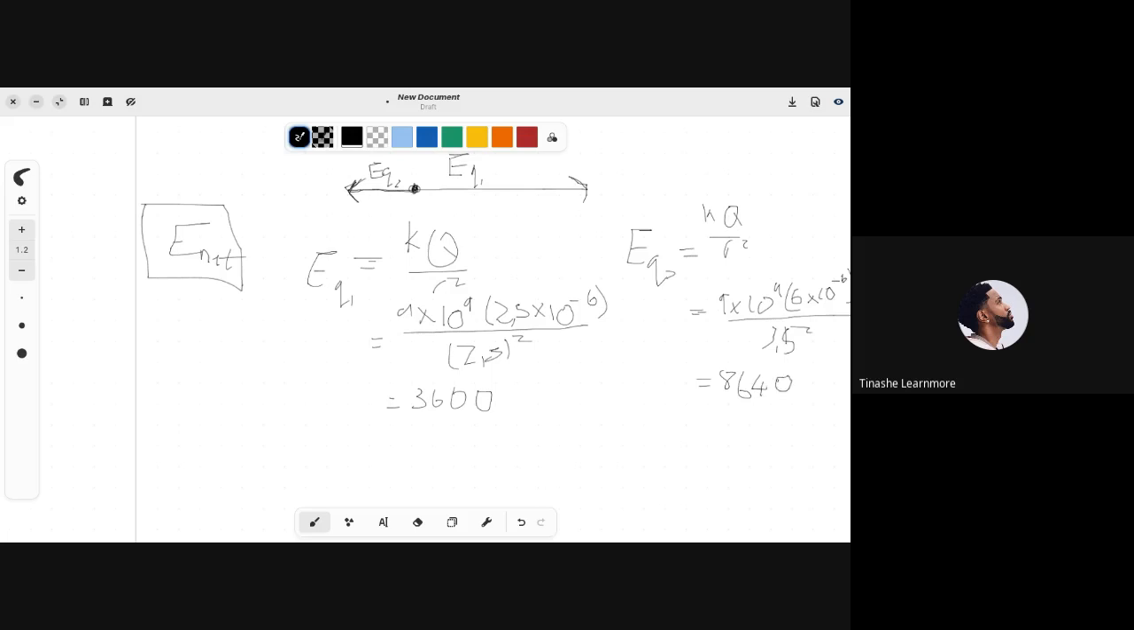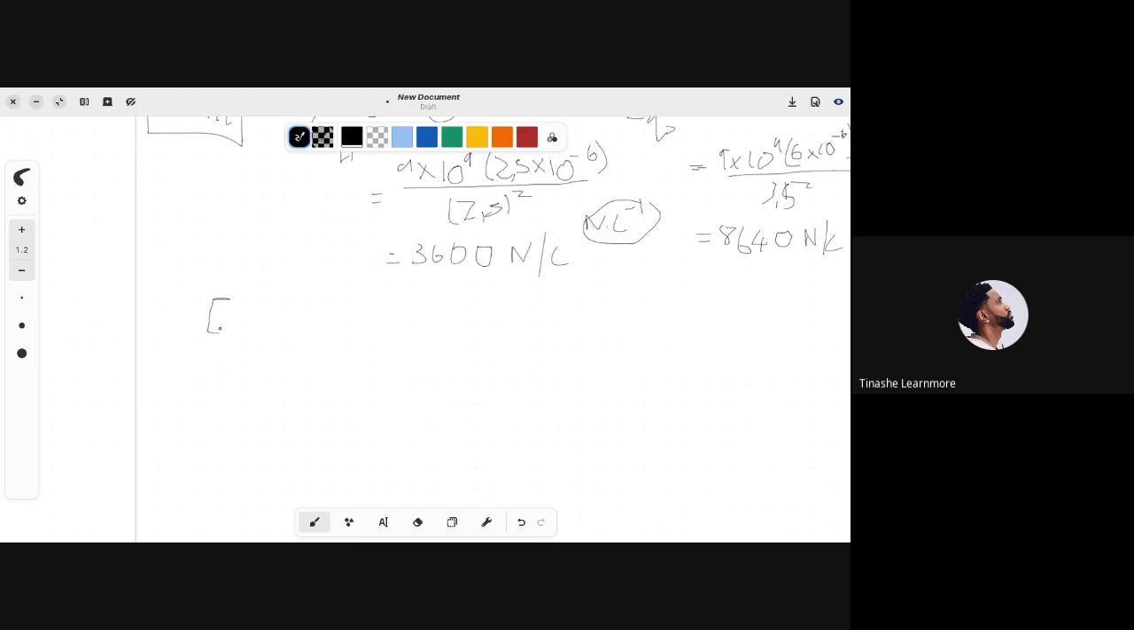8,640. Once I forgot to mention this. This is in newtons per coulomb. You can put it as N/C, or you can have it as N·C to the negative 1. Either of those can work for your SI unit for that.